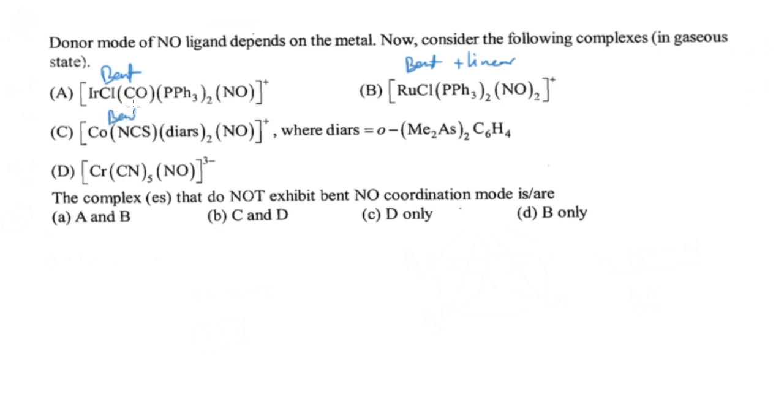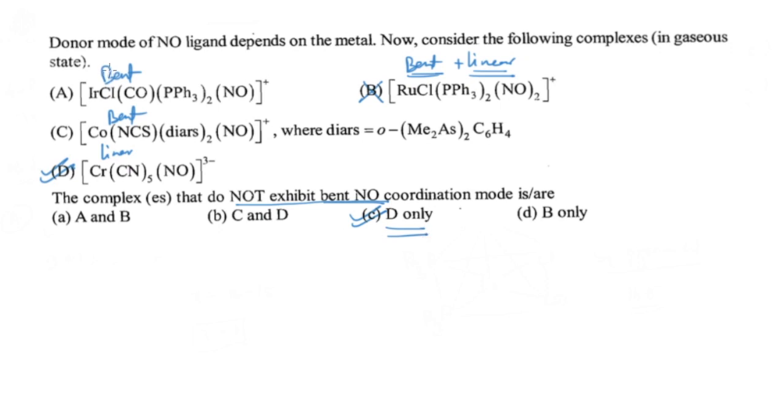So it was in the bent mode, and in the last one, it was in the linear mode. It was said in the question that the complex should not exhibit bent NO, that do not exhibit any bent NO. So option B will also be wrong because it has bent plus linear both, right? So no bent, which does not have any bent NO, that is only your option number D. So the answer is your option C, which says D only.